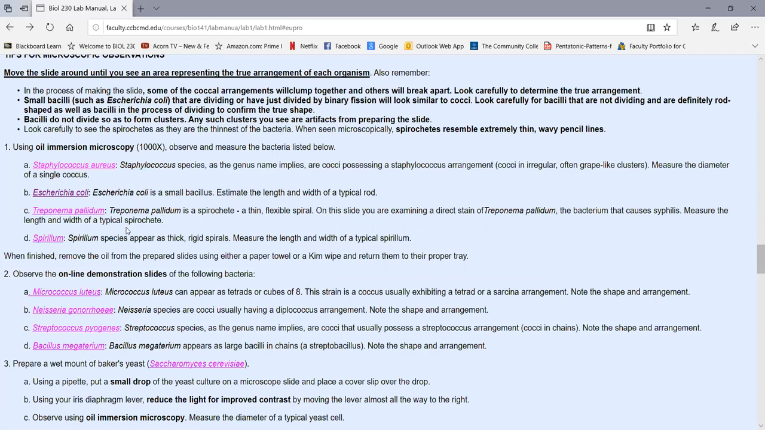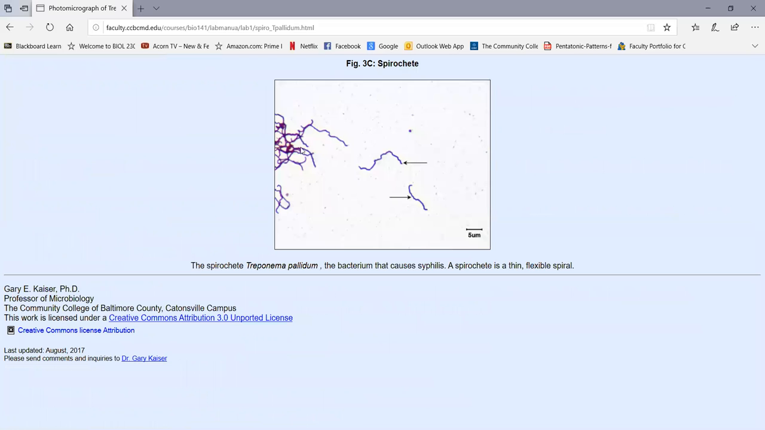The third bacteria we'll look at today is Treponema pallidum. This is a spirochete, a thin, flexible spiral, and this is a spirochete that causes syphilis. You're going to measure the length and width of a typical spirochete. Now, these do tend to tangle up on the slide, so move it around a little till you find one that's not tangled up or not too tangled up, where you can measure the length, ignoring the waves in it, and the width. And you'll notice this is so thin, it's going to be very hard to estimate the width. They're only about 1/4 of one space, 1/4 of a micrometer, or 0.25 micrometers.